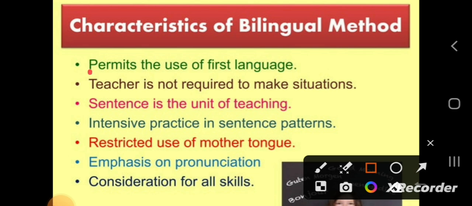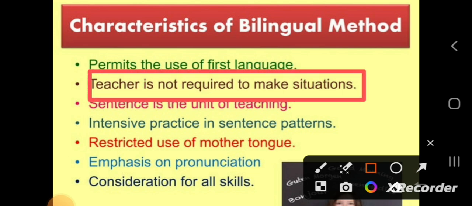Next, teacher is not required to make situations. Unlike some other methods, the bilingual method doesn't require the teacher to create specific language learning situations. Instead, it relies on the natural use of the first and target languages.